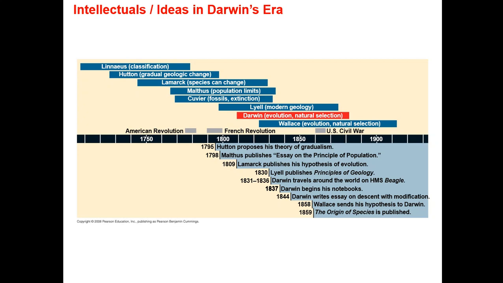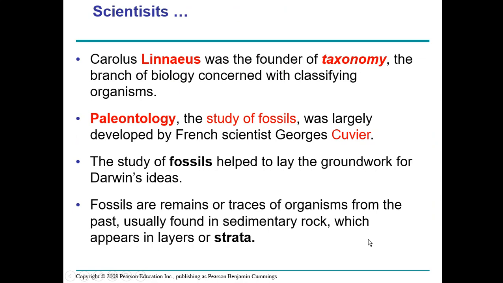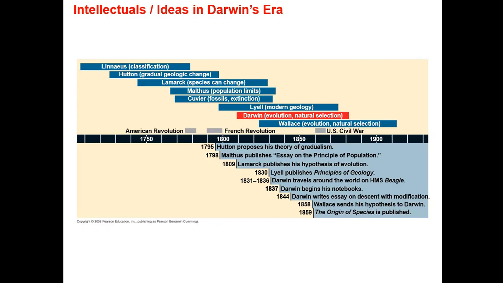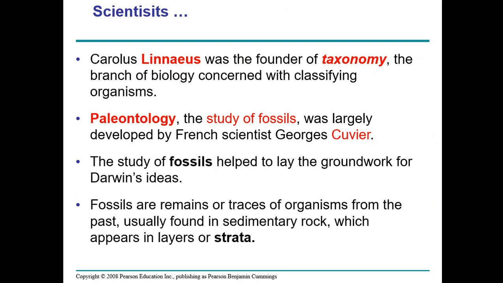Okay, so here you can see the different people contributing to the idea of evolution, or descent with modification. So there were already grounds before Darwin published his work. You can see, I cannot provide you the picture of Darwin, but you can search on the internet what he looks like. Okay?